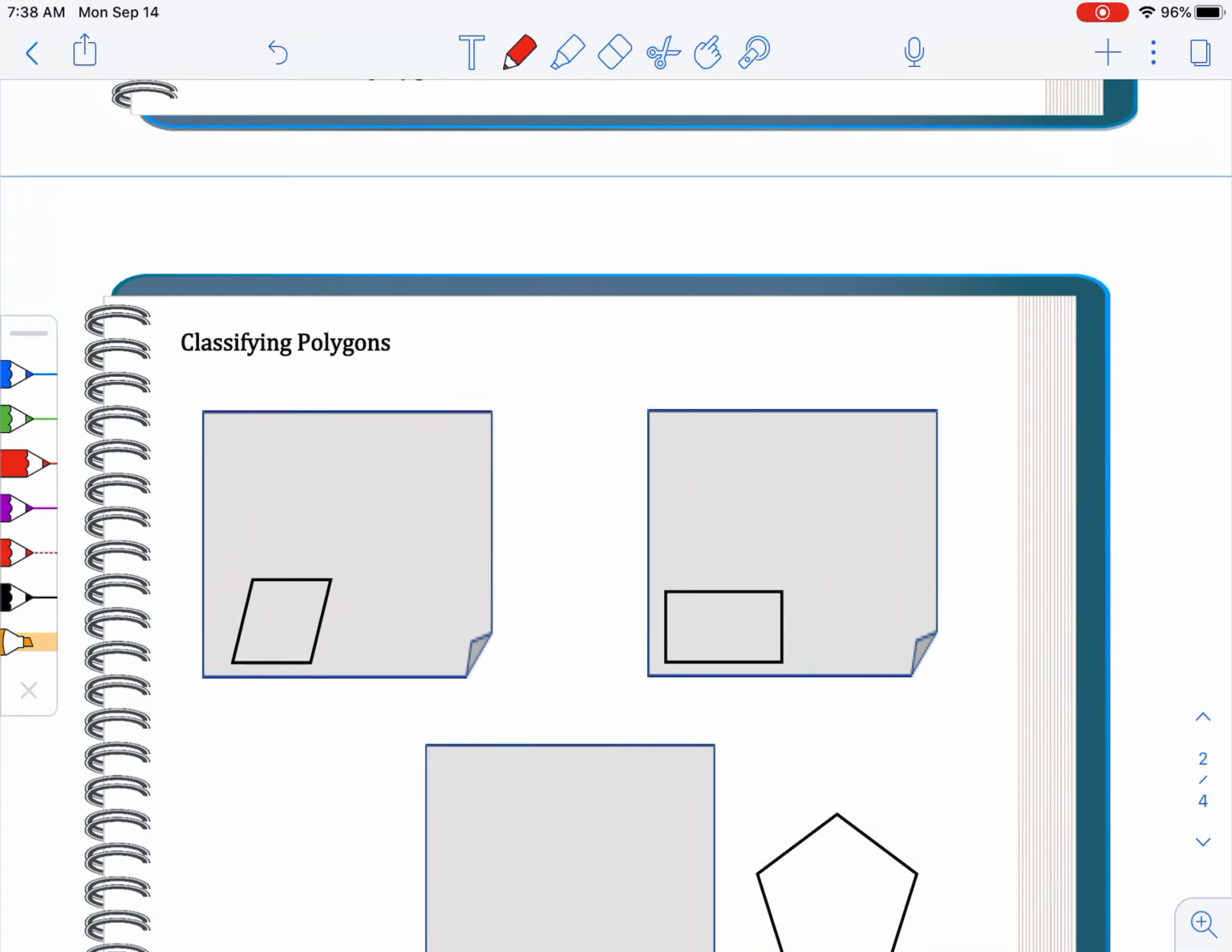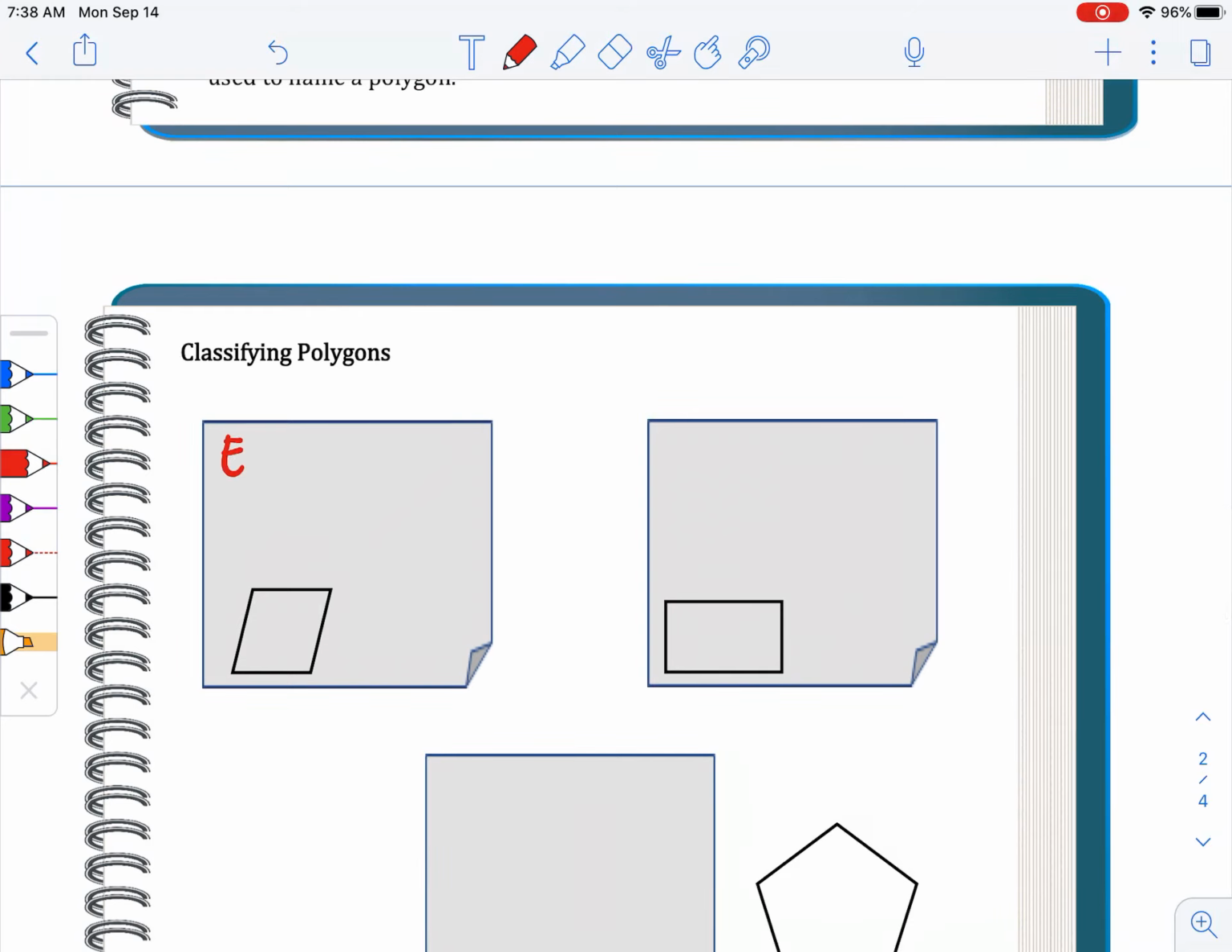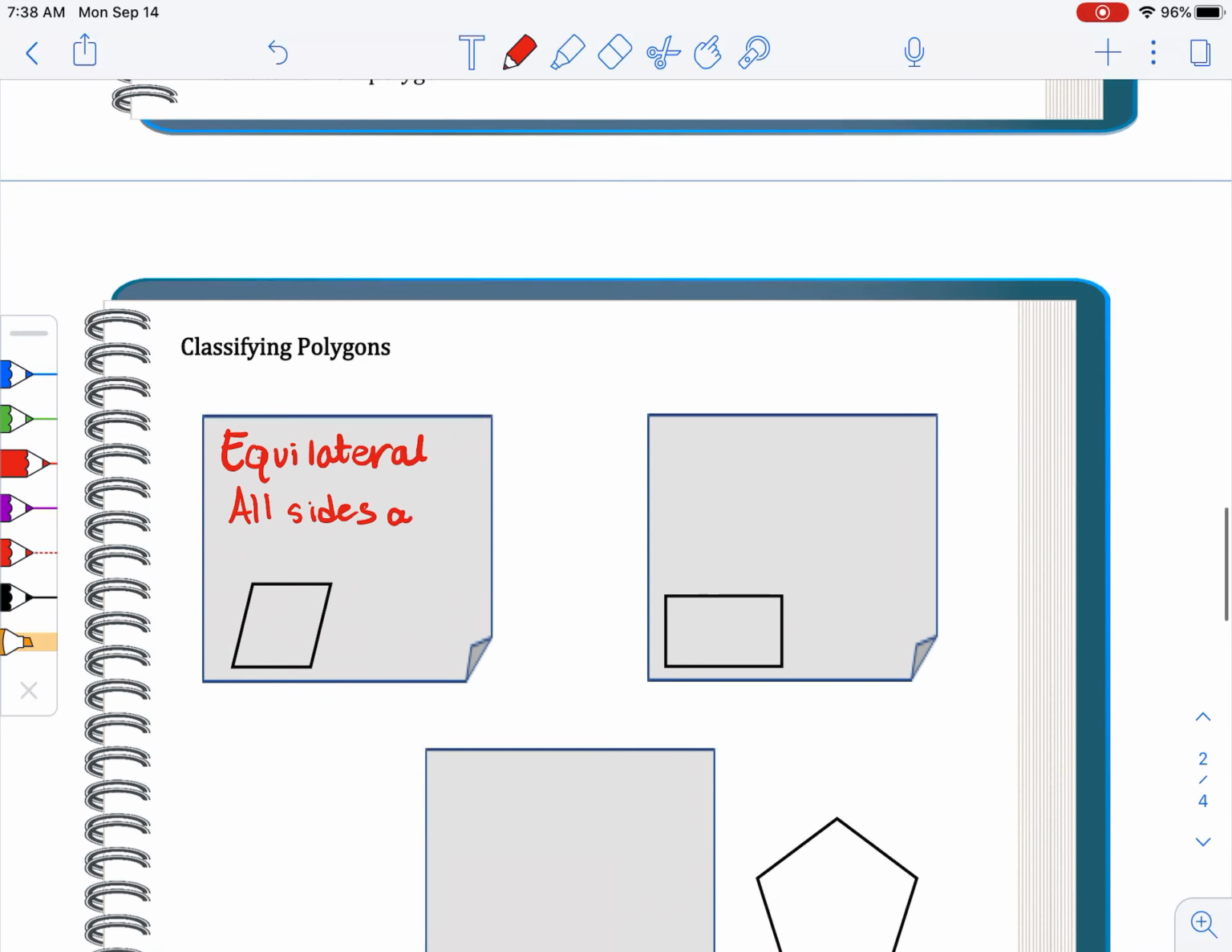We can also classify them by their angles and their side lengths. So we say a polygon is equilateral if all sides are equal. And we would denote that here by putting these lines through it. That indicates that all of the sides are equal.